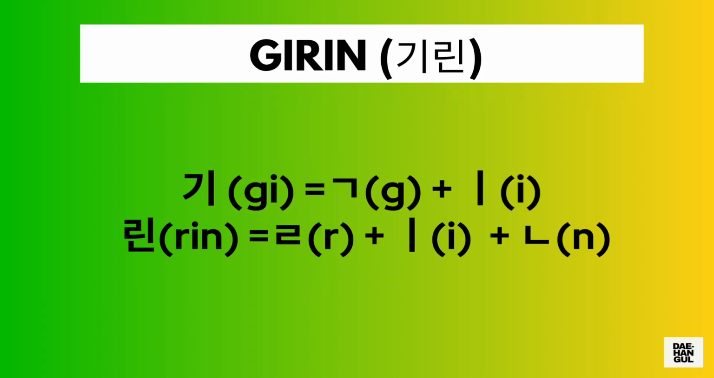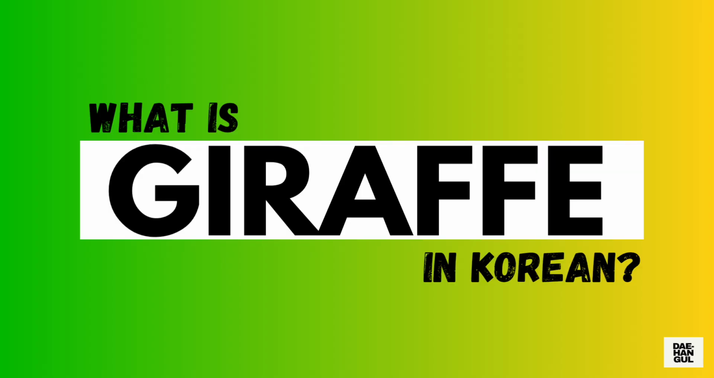How do we write kirin in Hangul? This is composed of two syllables. For the first syllable ki, we need to draw first a gyo character followed by an e character. For the second syllable rin, we need to draw first a real character followed by an e character followed by a nian character. And then we just need to combine the Hangul for each of those two syllables to write kirin in Hangul. And with that you've already learned what is giraffe in Korean.